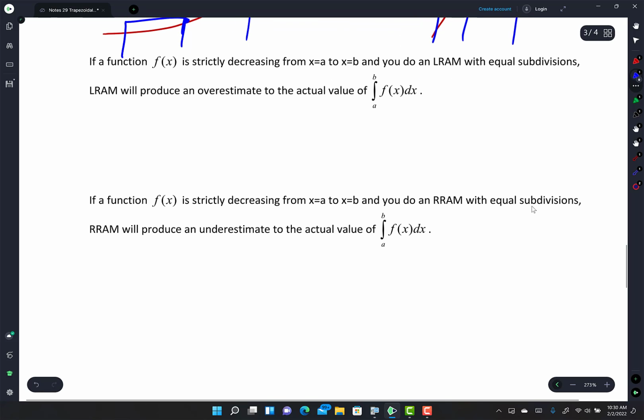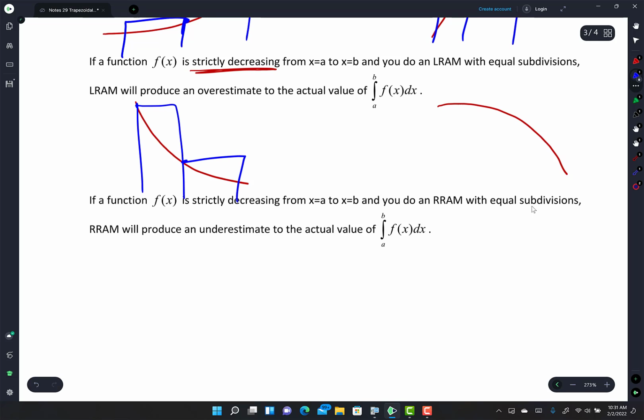Okay, now I have strictly what? Decreasing. So draw a decreasing graph. Do one concave up, do one concave down. So decreasing graph, concave up, decreasing graph, concave down. And let's see, this one's LRAM again, so leftmost point. I want you guys to observe. I just put 2 rectangles, LRAM. So does an LRAM give you an overestimate for a strictly decreasing graph? Yeah, it does. You can see plainly.